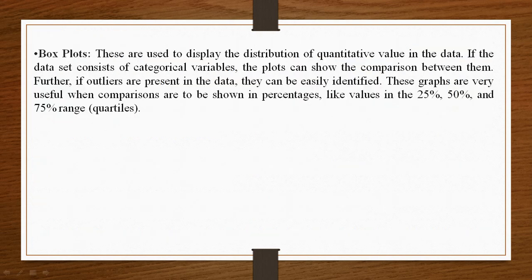Box plot, they are used to display the distribution of quantitative values in the data. If the data consists of a categorical variable, the plot can show the comparison between them. If outliers are present in the data, they can be easily identified. The graphs are very useful for comparison of percentage-like values, 25%, 50% and 75% quartiles. So your box plot is divided into three quartiles, okay, 25, 50 and 75.